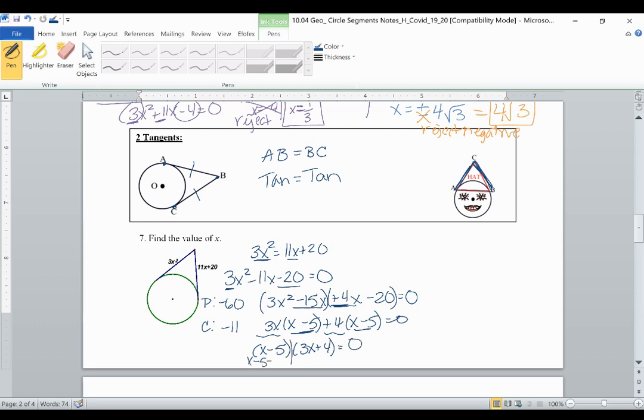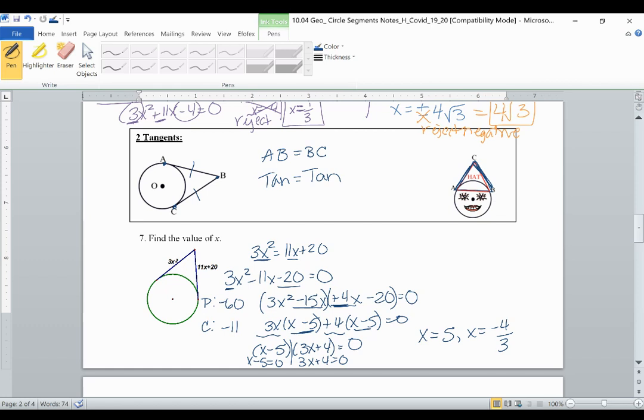Set each equal to 0 and make sure you show that step. And we get 2 answers. We get x equals positive 5 and we get x equals negative 4/3. Make sure you remember to sub in to check. So here, go ahead and substitute those in and see if you get positive values.